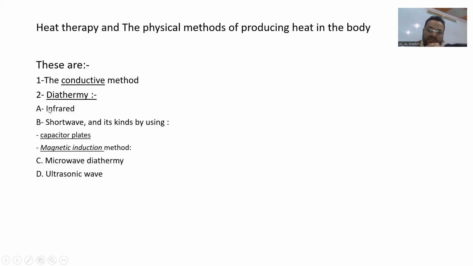The physical methods of producing heat in the body are important. We have many methods. Each one has a specific method, specific elements, and a specific advantage. Okay, let's start with the conductive method. Diathermy has many kinds: infrared, shortwave, and shortwave has some kinds like capacitor plates and the magnetic induction method. The third kind of diathermy is microwave and the ultrasonic. That means I have two main kinds of the physical method, the conductive and diathermy.